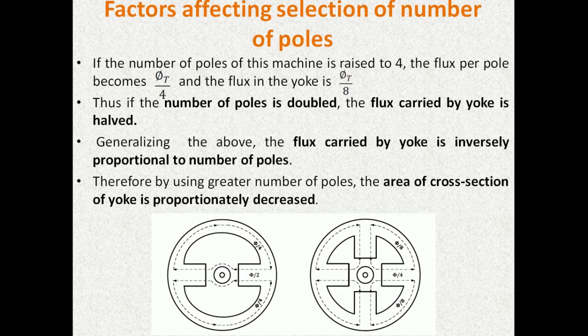So, keeping the value of magnetic flux density constant, in order to compensate for the reduced value of magnetic flux, we have to reduce the area of cross section of the yoke proportionately. So it's very clear that compared with a 2-pole machine, in the case of a 4-pole machine, the area of cross section of the yoke is proportionally reduced.